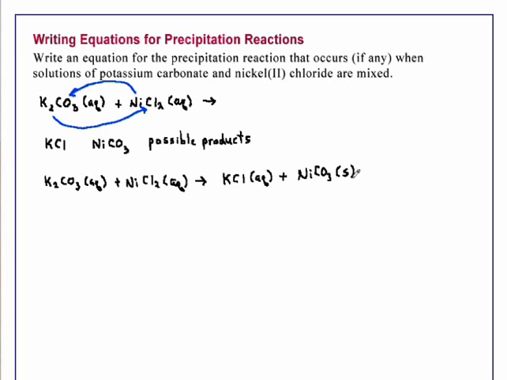The final step is to balance the equation. We notice that we have 2 potassiums in K2CO3. Likewise, we have 2 chlorides in NiCl2. So to balance the potassiums and chlorines, we'll put a 2 in front of the KCl. And everything else is balanced.